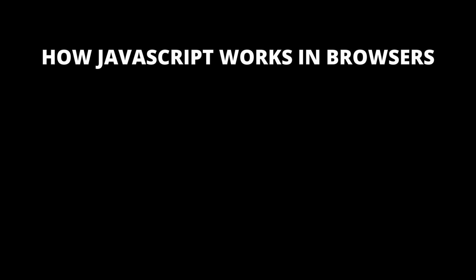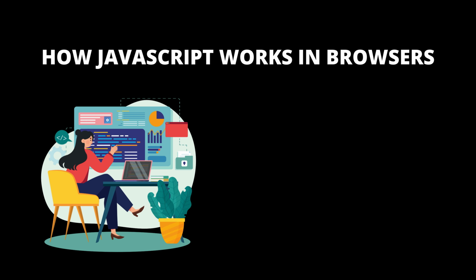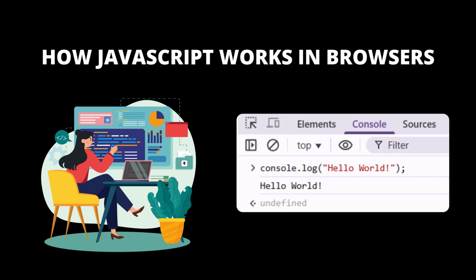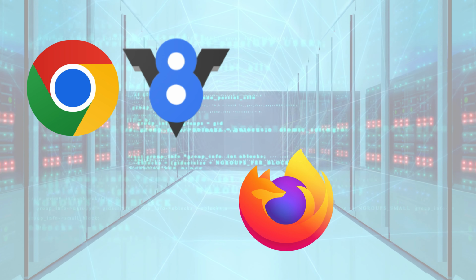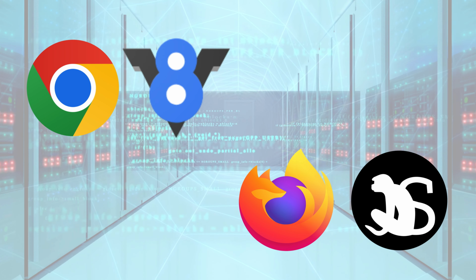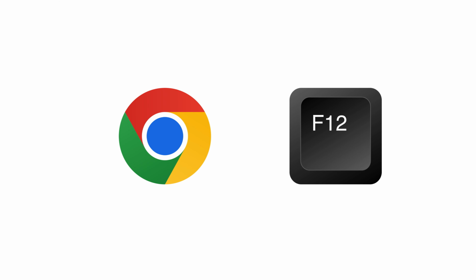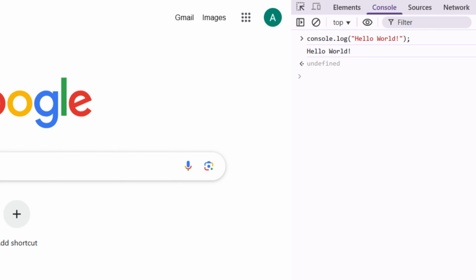How JavaScript works in browsers. When you write JavaScript code, your browser has a built-in JavaScript engine that reads and executes it. For example, Chrome uses the V8 engine, and Firefox uses SpiderMonkey. You can test this right now. Open your Chrome browser, press F12 to open Developer Tools. Go to the Console tab and type console.log("hello JavaScript"). Hit Enter, and you'll see the message appear in the console.